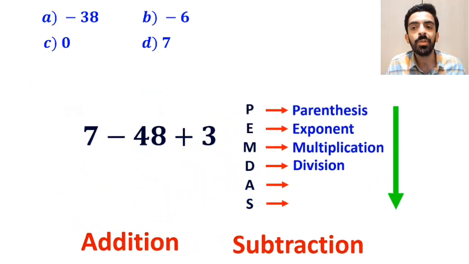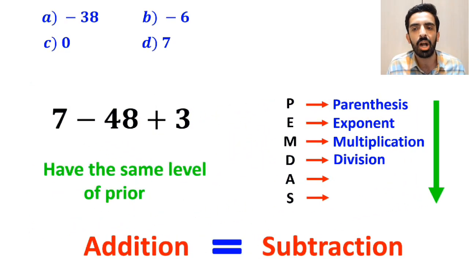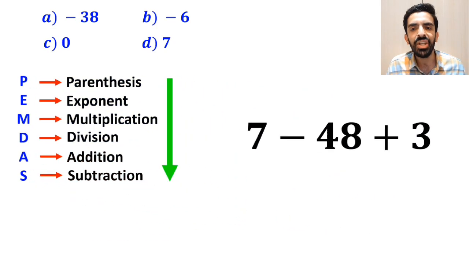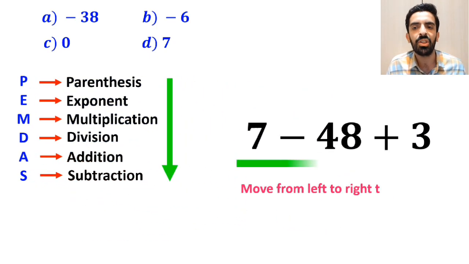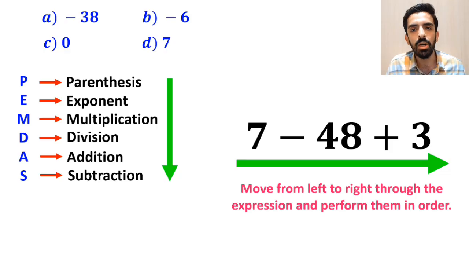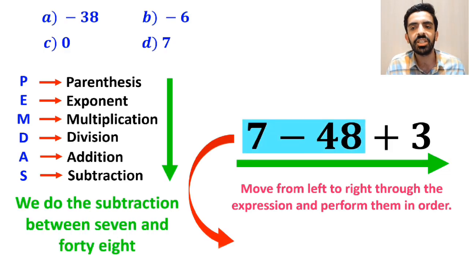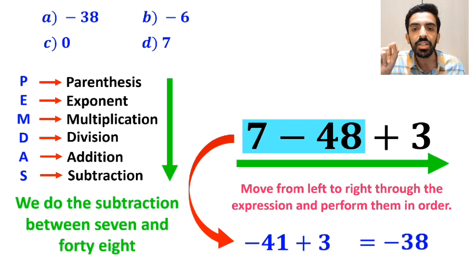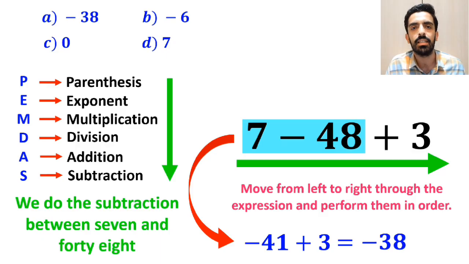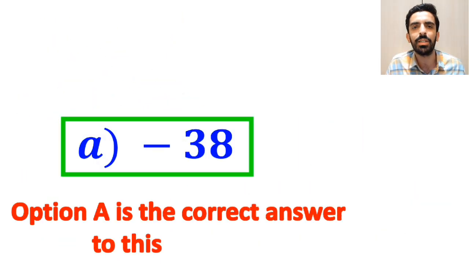Once again, we should remember that addition and subtraction also have the same level of priority. And the best thing to do here is to move from left to right through the expression and perform them in order. So, first we do the subtraction between 7 and 48, which simplifies the expression to negative 41 plus 3. And finally, the value of this expression is equal to negative 38. Therefore, option A is the correct answer to this question.